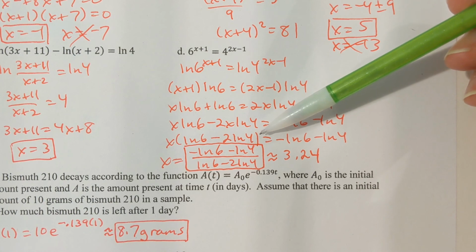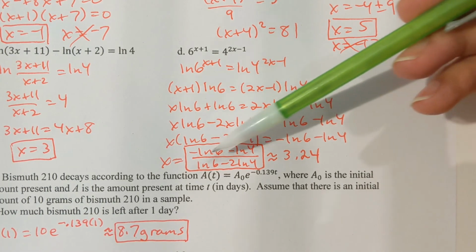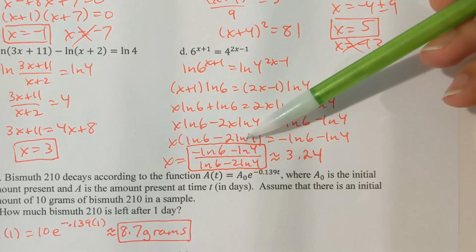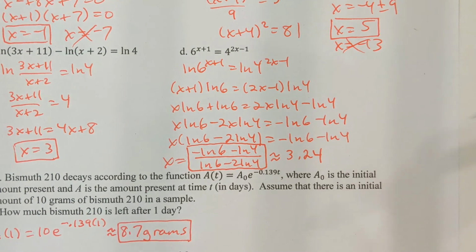ln 6 minus 2 ln 4 is just a number, just like 5 is a number. Okay, so I want to divide both sides by that number. That way x is all alone. And we've got x equals negative ln 6 minus ln 4 all over ln 6 minus 2 ln 4. That would be the exact answer.